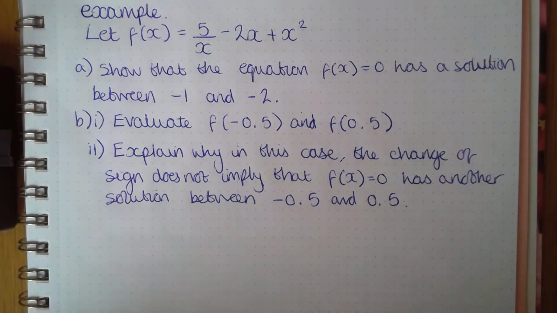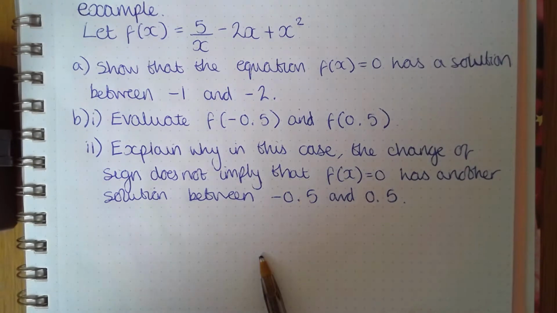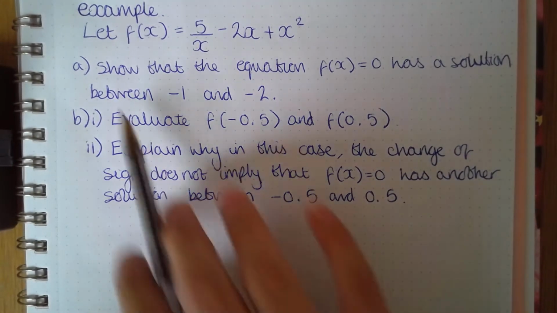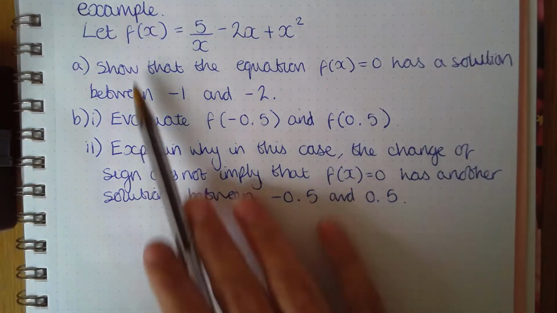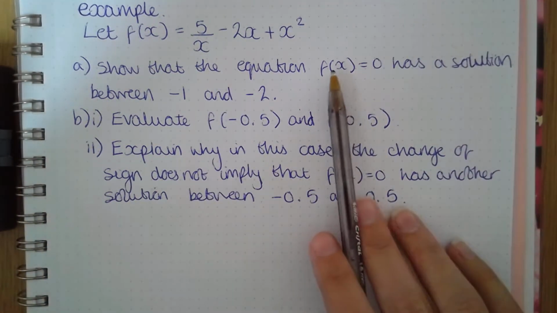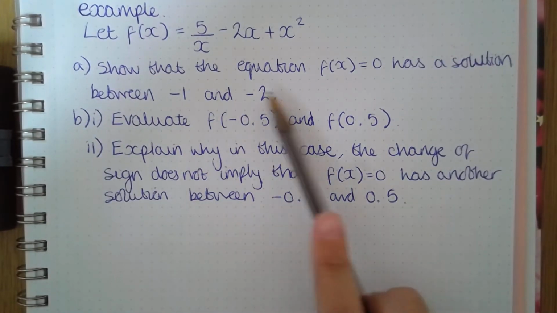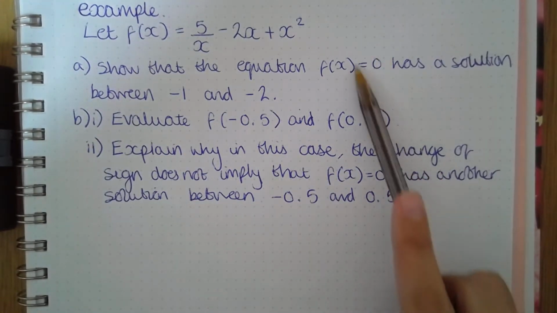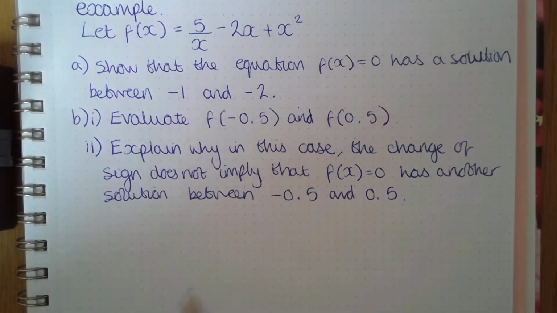Video talks through one example. So here is the whole question. Okay, so we've got three different things to do. So let f of x equal 5 over x, take 2x, plus x squared. So we want to show that the equation f of x equals 0 has a solution between -1 and -2. So this is saying it kind of crosses the x-axis between -1 and -2.